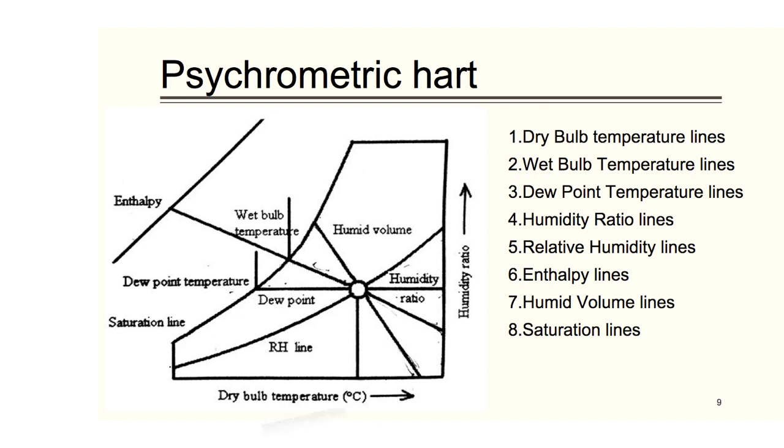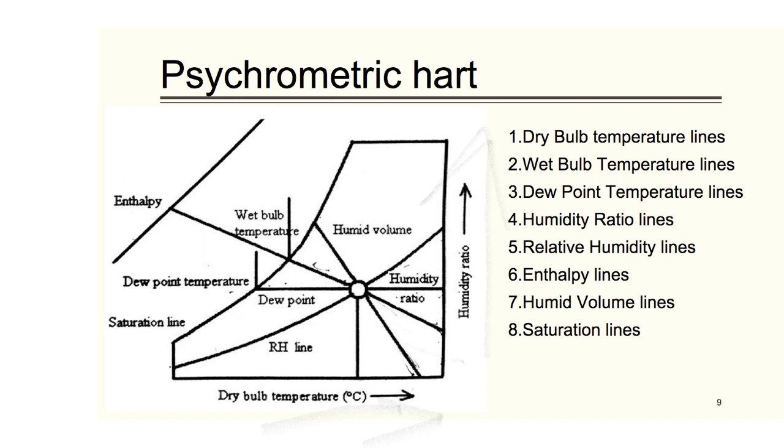First line we have dry bulb temperature. From left to right, it is showing the increasing values of temperature. On a complete psychrometric chart, we only have these horizontal lines for temperature representation, right? And this vertical line shows the humidity ratio. And what is humidity ratio? It is the mass of water vapor present in 1 kg of dry air.